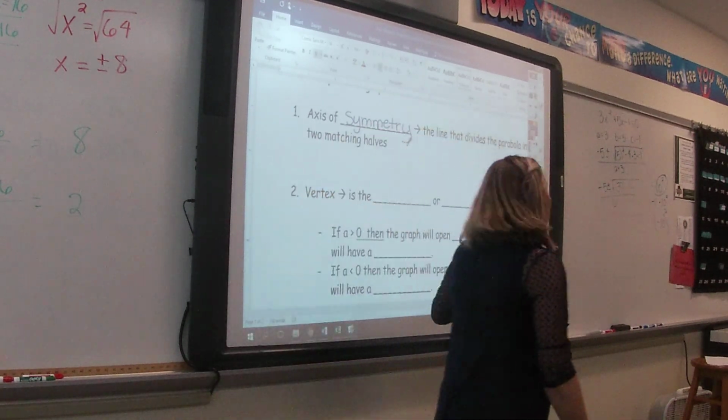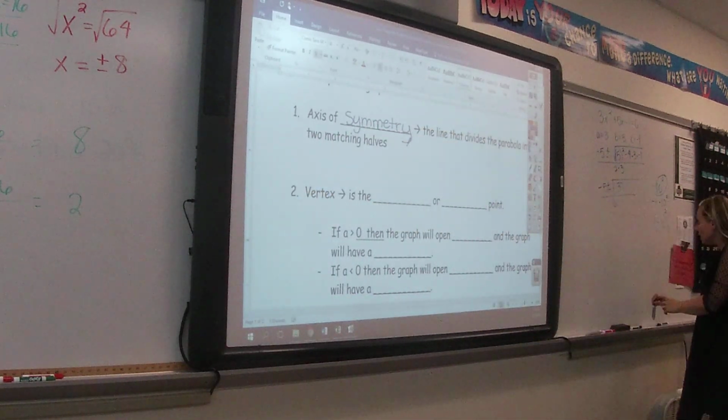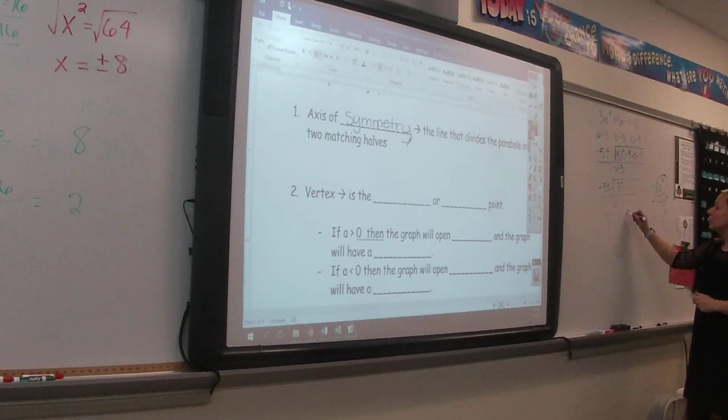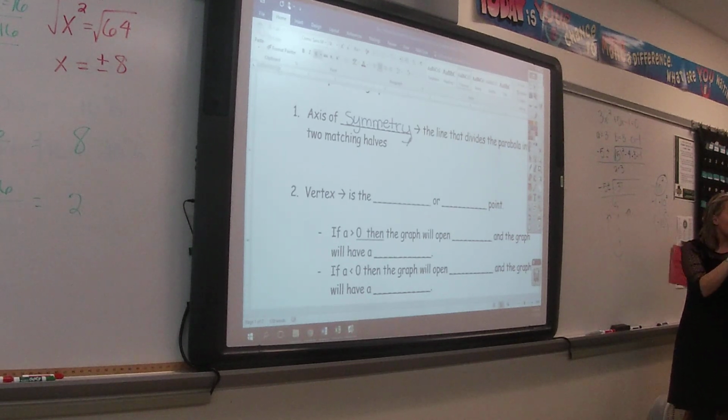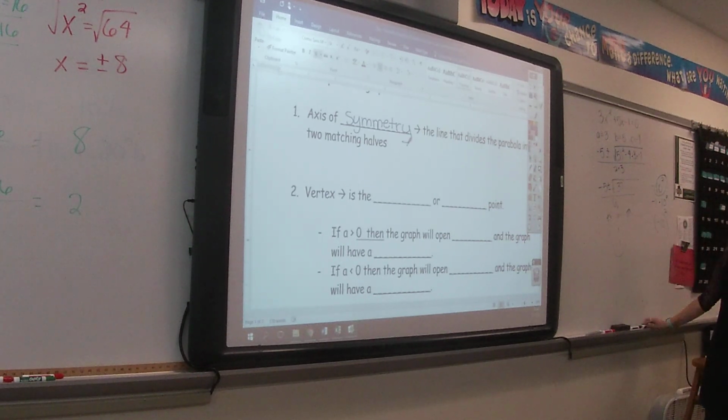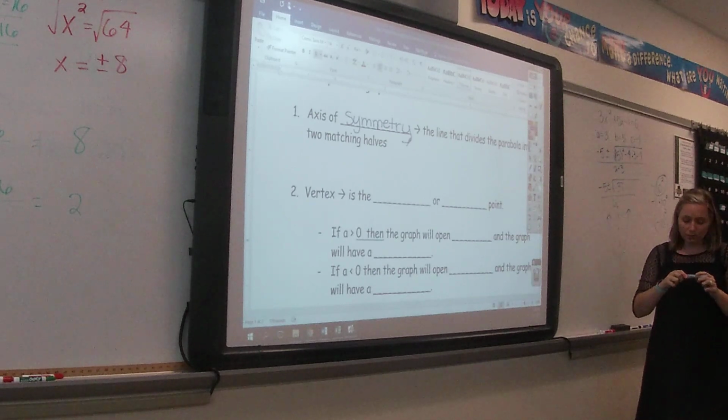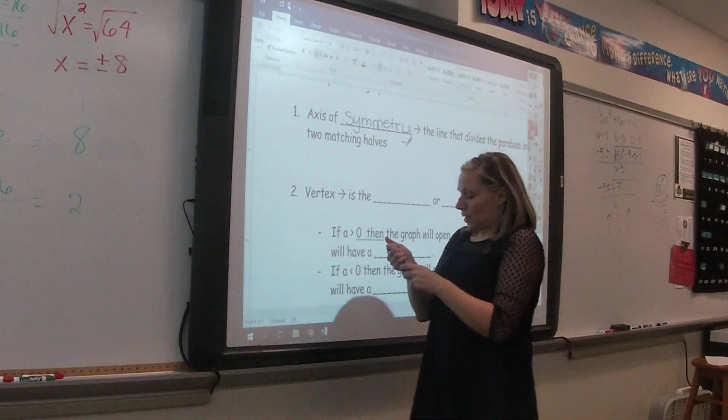A parabola has the exact same thing happening. In the quadratic graph, the right-hand side is a mirror image of the other side. So if you were to fold that in half, one side would be exactly the same as the other.